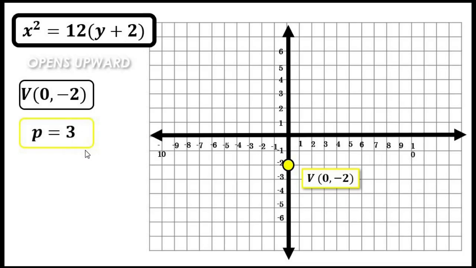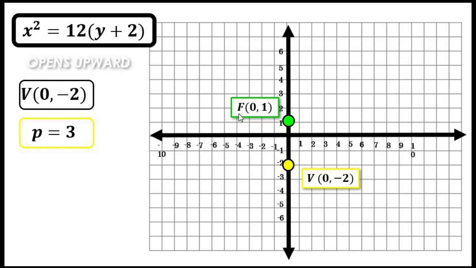Now, in plotting the focus, I highlighted last time that you need to follow the orientation of a parabola. Since we identified earlier that this is a parabola that opens upward, when plotting the focus, you're also going to move upwards. How many units? It will be p units, which is 3 units. So starting from the vertex (0, -2), we are going to count 3 units above. So 1, 2, 3. The focus will now be plotted here at (0, 1). The symbol for focus can be capital letter F.